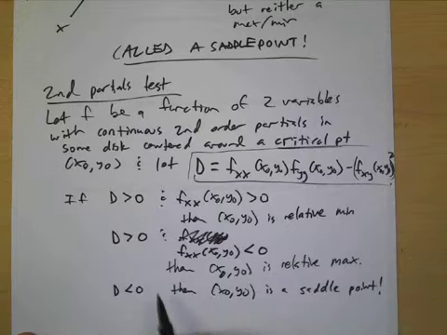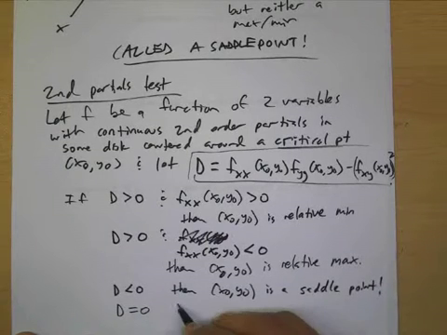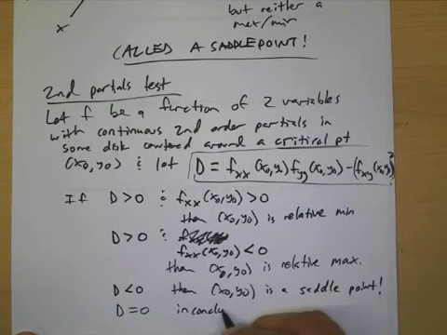What's the 4th case? D is 0. If that ever happens, we don't know anything. No, we didn't necessarily do it wrong.